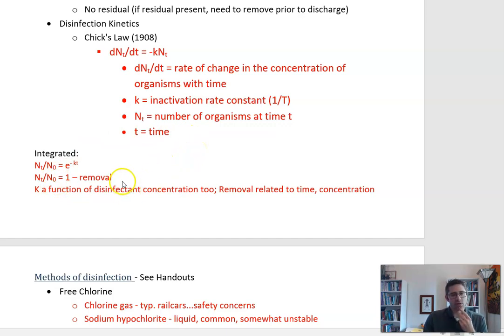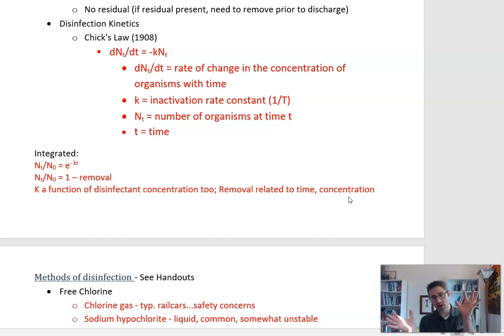Okay? So what's important to recognize here is that the rate at which organisms disappear is proportional to the number that are there, but also you can see this k, this inactivation rate constant. It turns out that k is a function of the actual disinfectant concentration. So in addition to time, the concentration of the disinfectant is also important in how fast things go away.